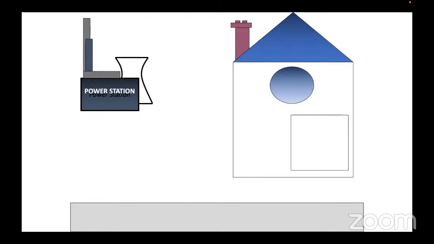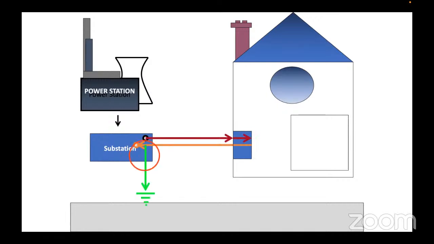So the wires from the power station don't come directly to homes. They go to a substation because power stations generate electricity at a very high voltage, so it needs to be stepped down. And from the substation, then you get a live wire and neutral wire.